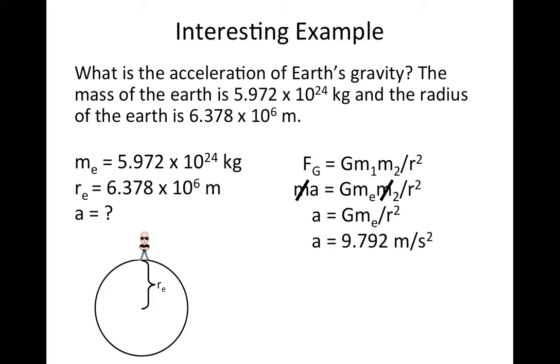And so I know all those things, and when I calculate it out and plug all of these givens over here into here, I get that the acceleration of Earth at the surface is 9.792 meters per second squared, which is really, really close to 9.8. It's a little bit off, but that's because the radius and the mass are probably not very precise.